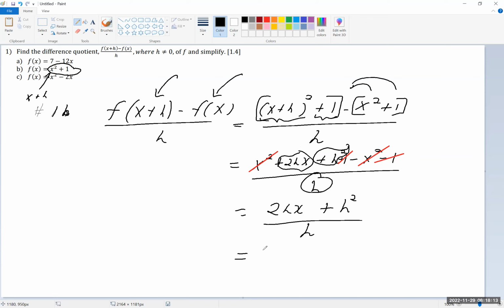I'm going to factor out an h. And that leaves me with 2x plus h, because these cancel. And that's how you do this problem.